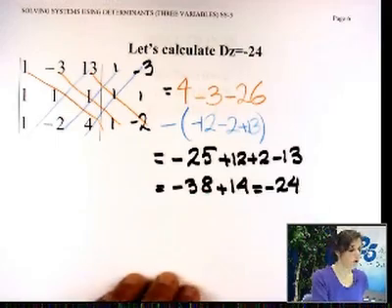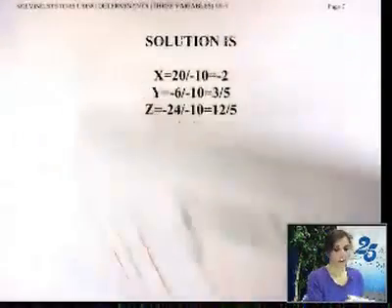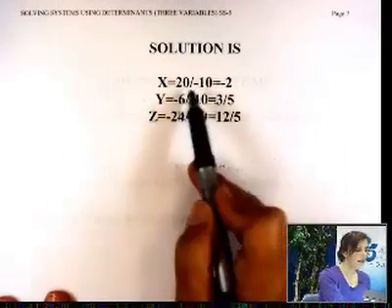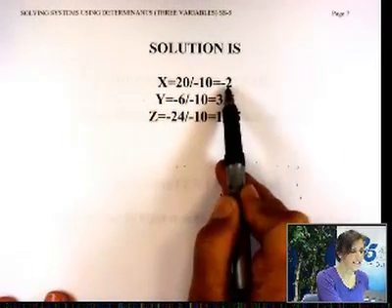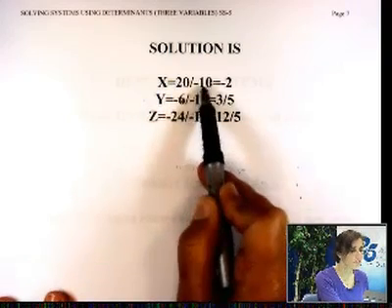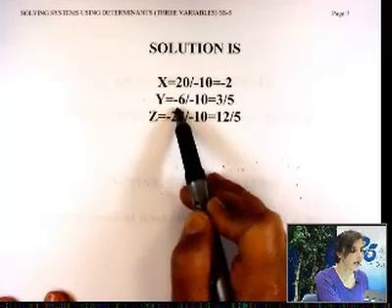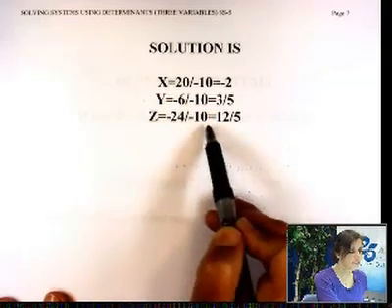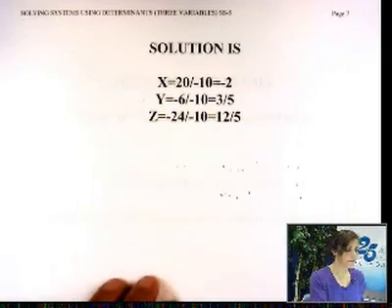Very good. So all you have to do now, you have to just copy these numbers that you got. It is d over dx, negative 2. dx over d is negative 2. And dy over d is 3/5. And dz over d is 12/5.